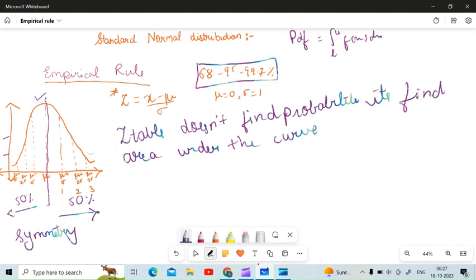So the same thing happens over here. By using a Z table, we are not finding the probability, we are finding the area under the curve. Now we are going to construct the 68, 95, and 99.7 rule. So step by step, we'll just move it.